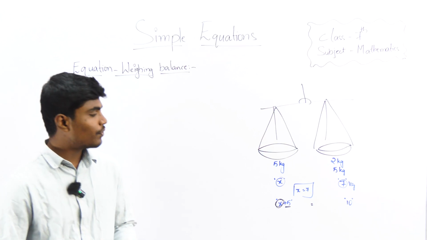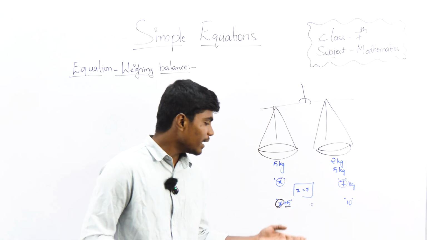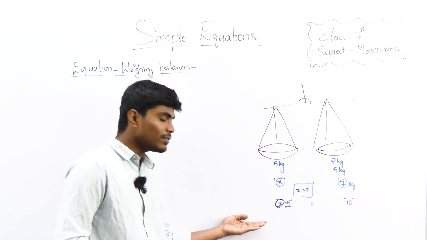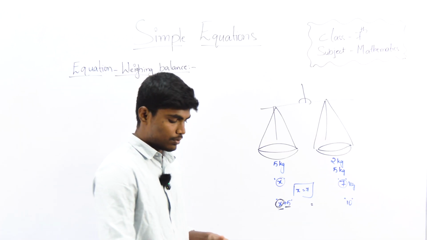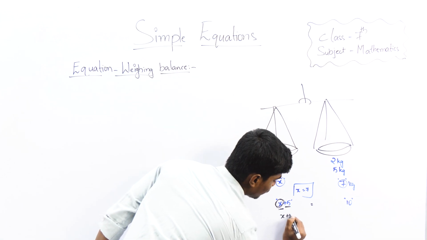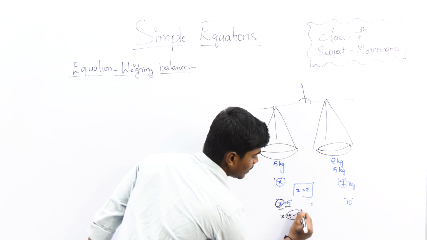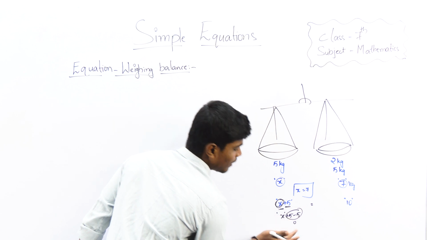So what do we have to do? We have to subtract 5. If we subtract 5 from the left side, then the remaining value is x, so we can easily find it out. x plus 5 minus 5 is 0, so this side we have x.